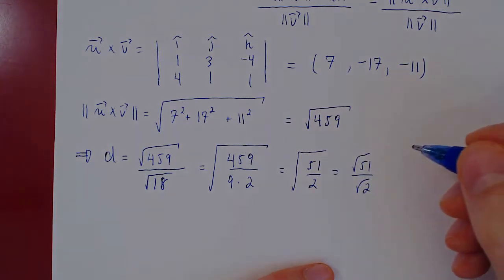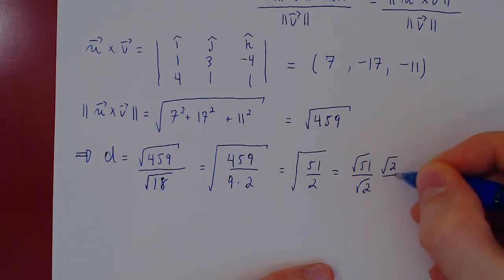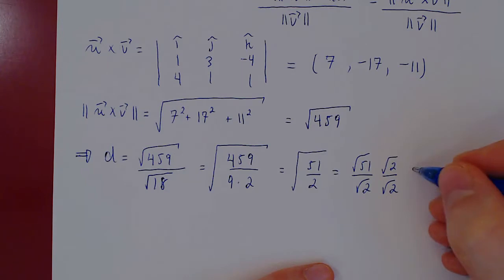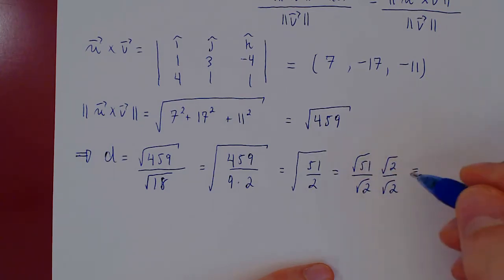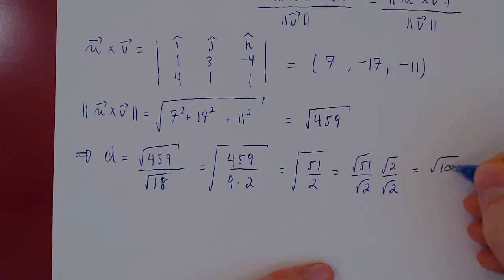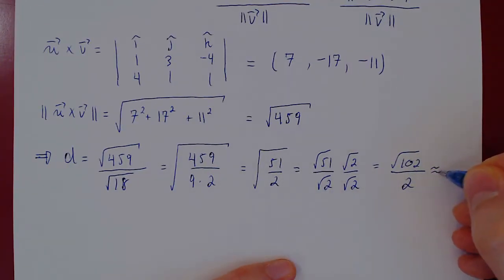If you want to rationalize, multiply top and bottom by root of 2 over root of 2. And you'll get, well, the root of 51 times root of 2 is the root of 2 times 51, which is 102, over root of 2 times root of 2, which is simply 2. Aha! So as before, the distance was found to be root of 102 over 2, which we found to be approximately 5.05.